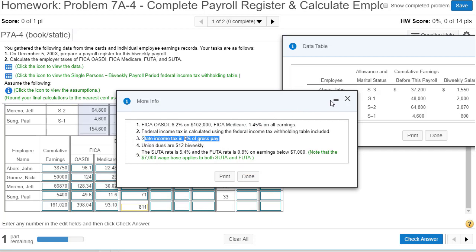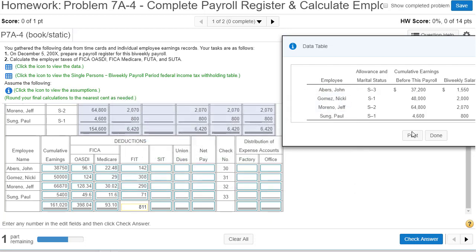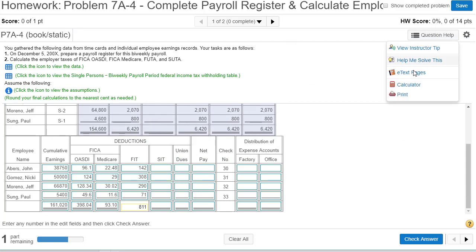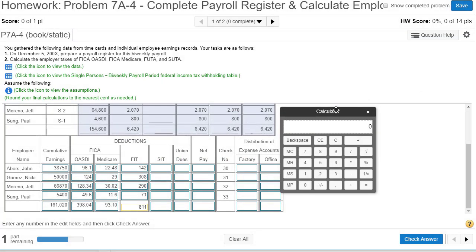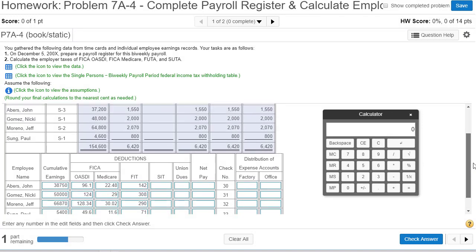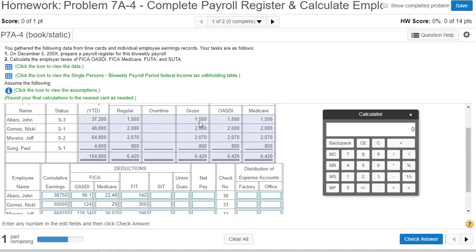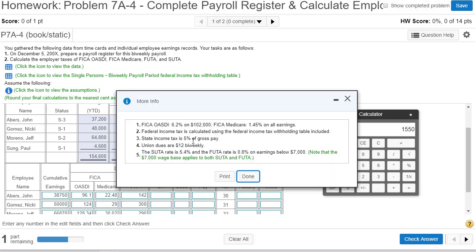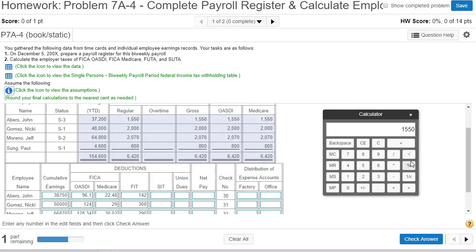5% of gross pay. So I get to use my percentage key again on my calculator. So we're going to take the gross, $1,550, times, and I already forgot the rate, 5%. Don't get old and forgetful like me. Times 5%, 77.5.